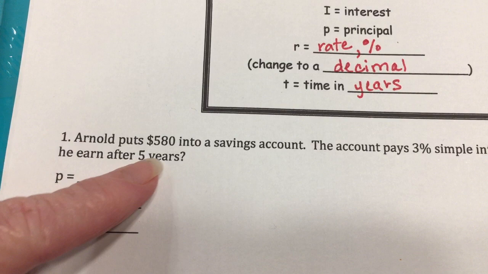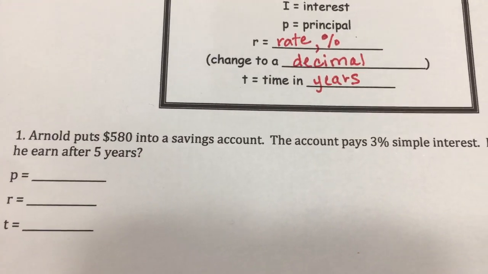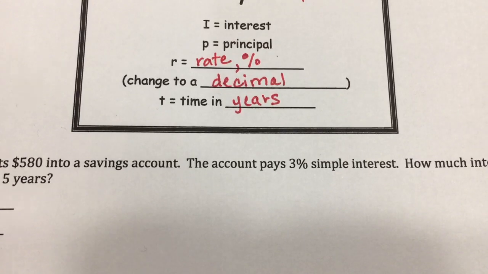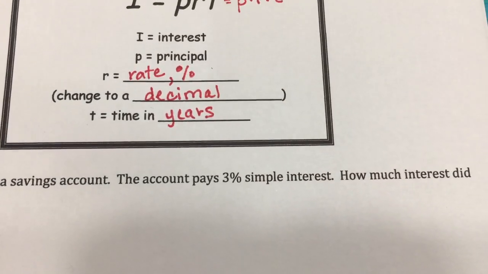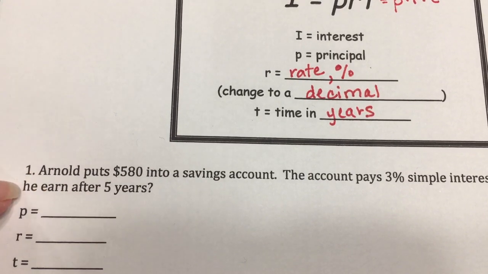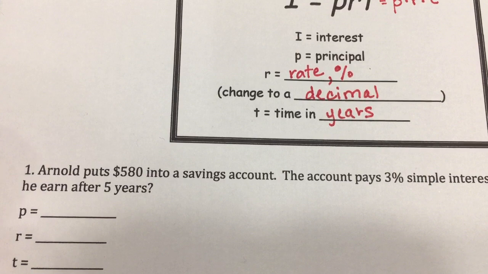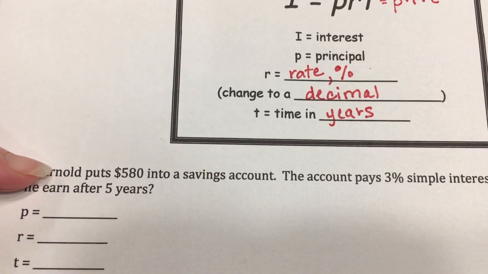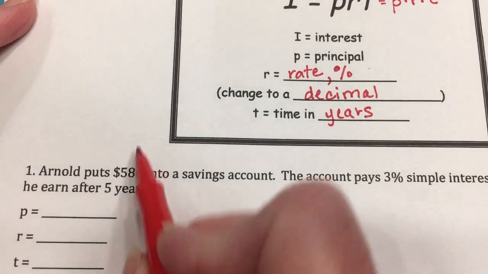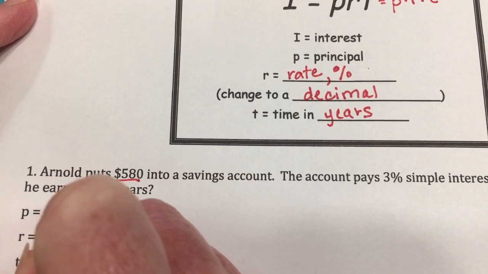Arnold puts $580 into a savings account. The account pays 3% simple interest. How much interest did he earn after 5 years? All right, so if we're going to use this formula, then we need to know the principal, the rate, and the time. So we're looking for the amount he borrowed or the amount he deposited. It says he put $580 into his savings account, so that would be his principal, $580.